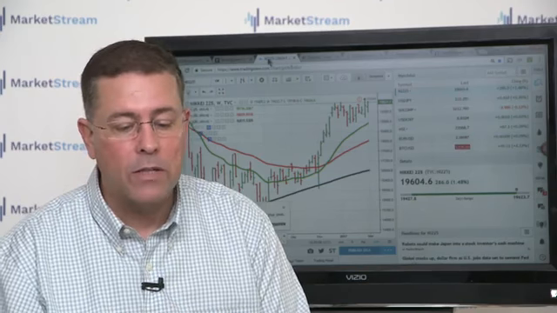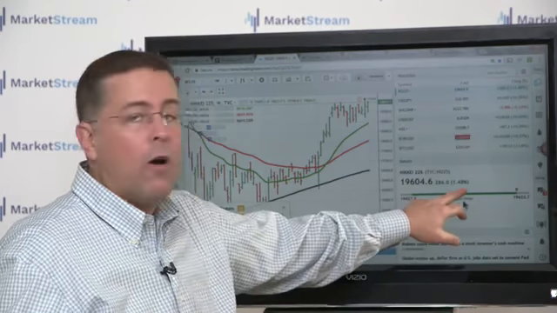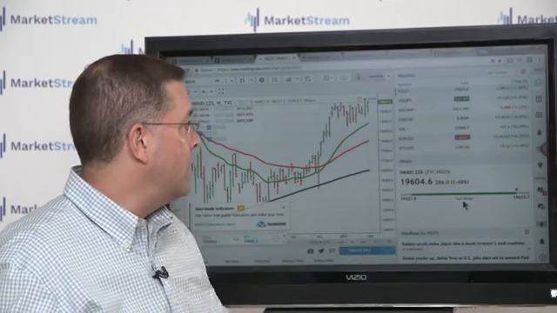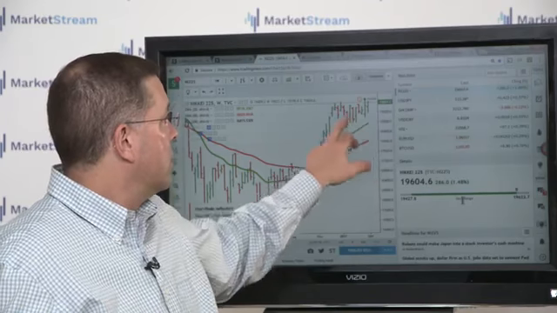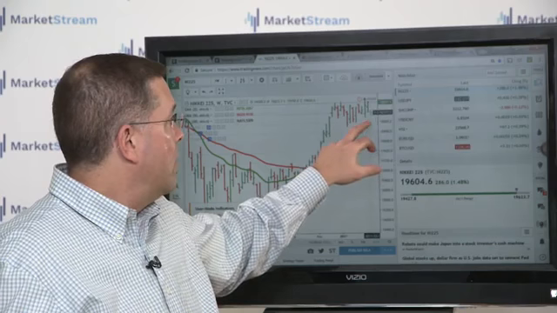Now let's jump in and take a look at the markets. Overnight action, we saw the Nikkei finish up very strong overnight, up almost 1.5%, 1.48% at 19,604. You can clearly see that it stayed well above its 20 and 50-day moving averages.